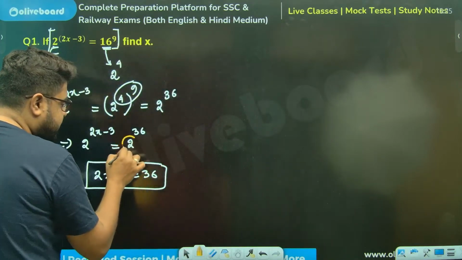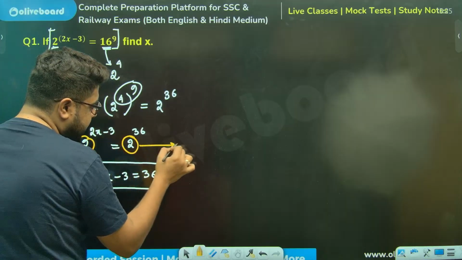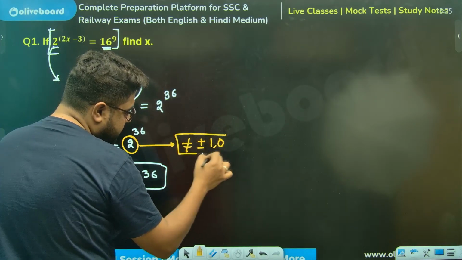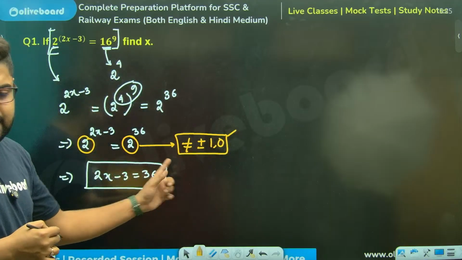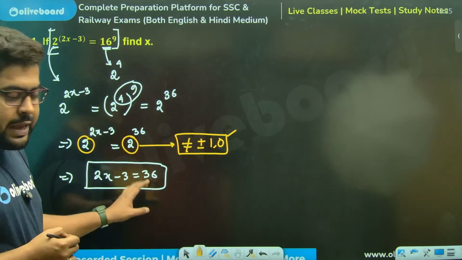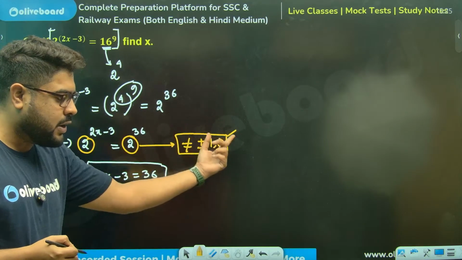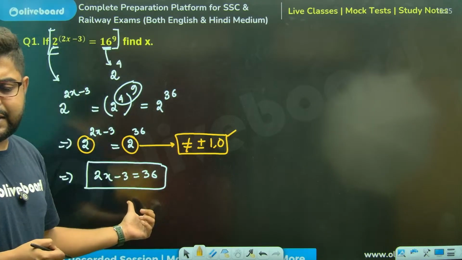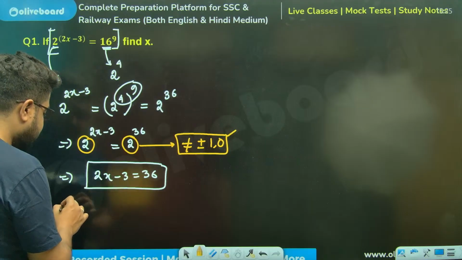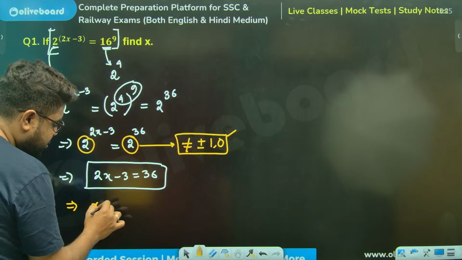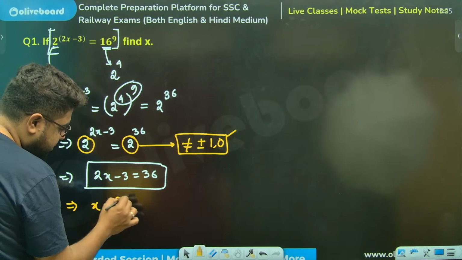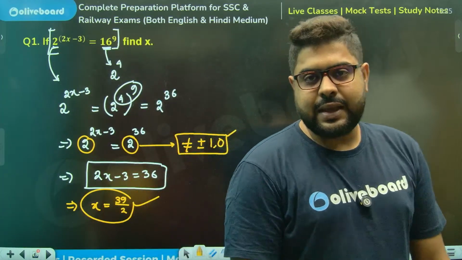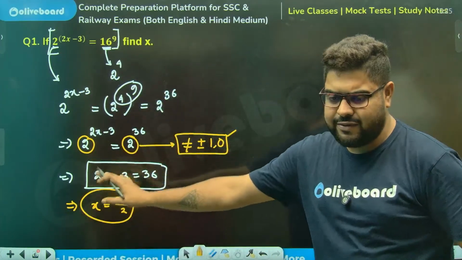Because this base is not equal to plus or minus 1 or 0. I could not have written this from this line to this line if this was plus or minus 1 or 0. But over here, that is not the case. So definitely I can write this line. And ये लिख लिया तो life जिंगल वाला. So x is 39 by 2. That's my answer. Clear? So 19.5 or something.